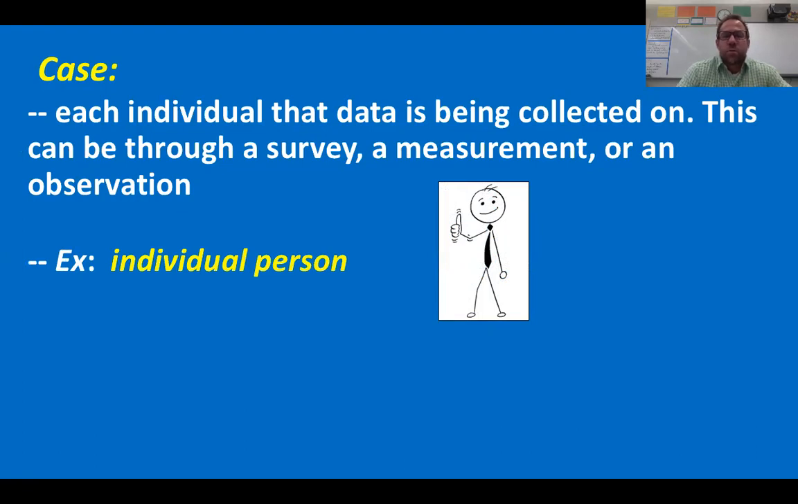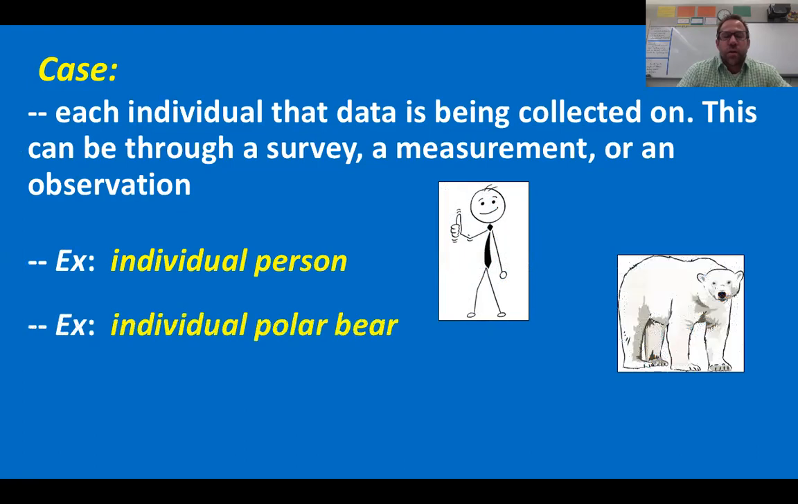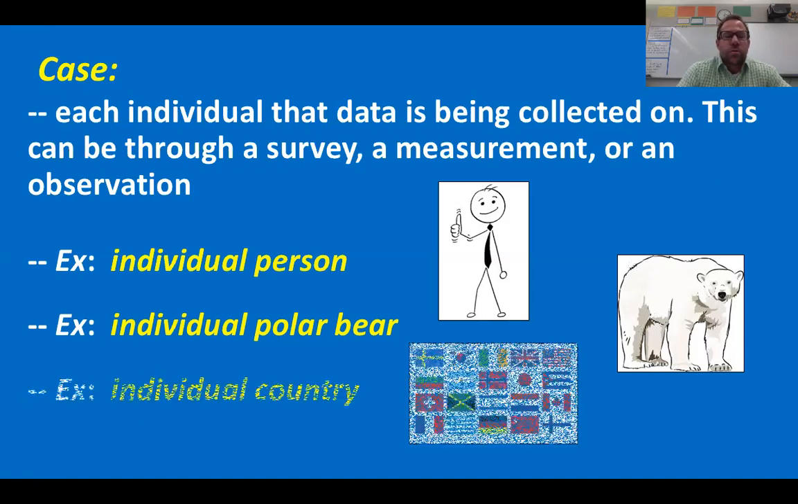But we can also do observations on things that are out in nature, right? If you're a zoologist studying polar bears up in Alaska, then a case would be each individual polar bear. Then we can also have an individual country. We could be doing research on individual countries, so the entire country would be a case. And the variables might be population and economy, things like that.